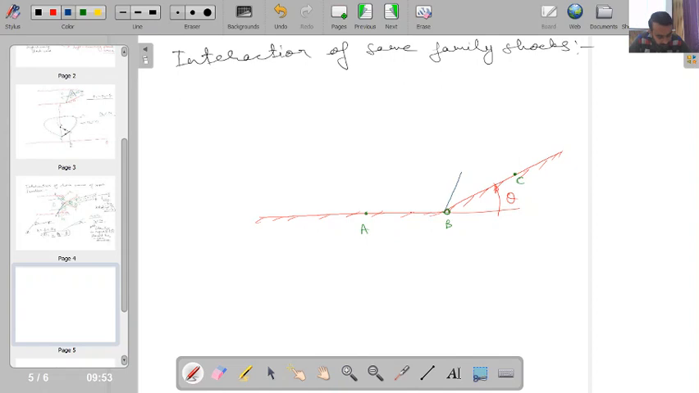So this is my oblique shock wave, and this is a left running shock wave. Say this is making an angle of beta.